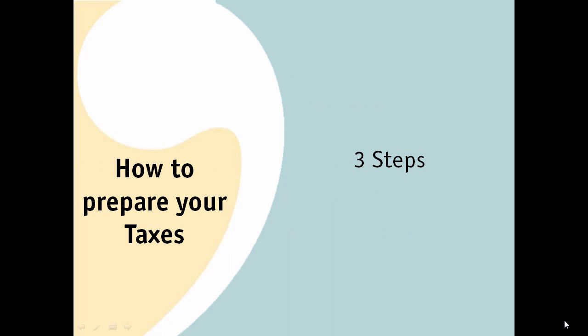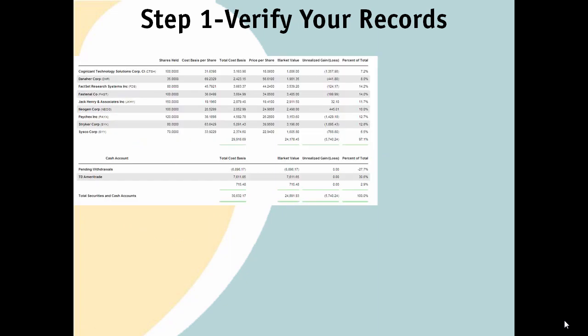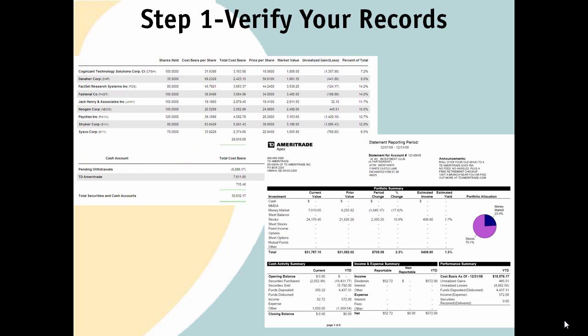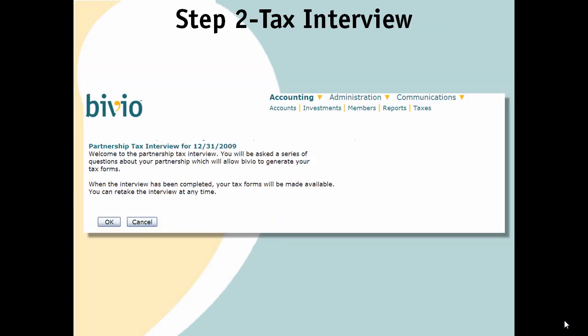The good news is there are really only 3 steps to doing your taxes. The first step involves comparing your bivio records with your brokerage records to make sure your bivio records are accurate. You will do an audit and do a final check of your records with 1099 forms that you receive from your brokerage. Once you know your records are accurate, you'll complete a tax interview. This is a brief series of questions that need to be answered to finalize and confirm the information that will be entered on your tax forms.